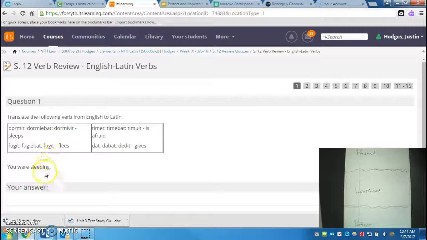So trying to figure out first, based on the English, what tense is this at all? So you see, you were sleeping. We've gone over this a lot in class. Anything with was or were plus an -ing word will be imperfect. So we want to be able to say you were sleeping. You can repeat to yourself bam, bas, bat, bamus, batis, bant if you remember that. If you don't though, that's what the foldable is for.